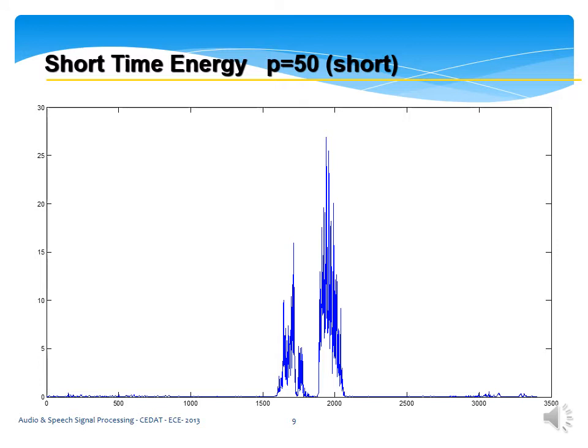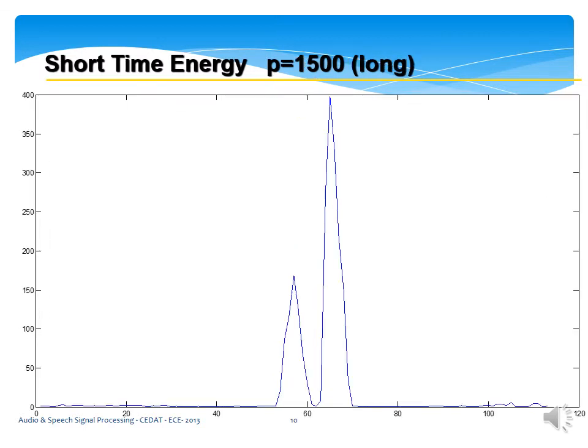So this is using P equal to 50. I think this is still the waveform of 6. Here I am using P equal to 50. That means the window is short, and as you can see, there's a lot of detail in the resulting graph. Here I'm using P equal to 1,500. As you can see, I've lost too much detail. So ideally I want to choose a value of P which is roughly in between.